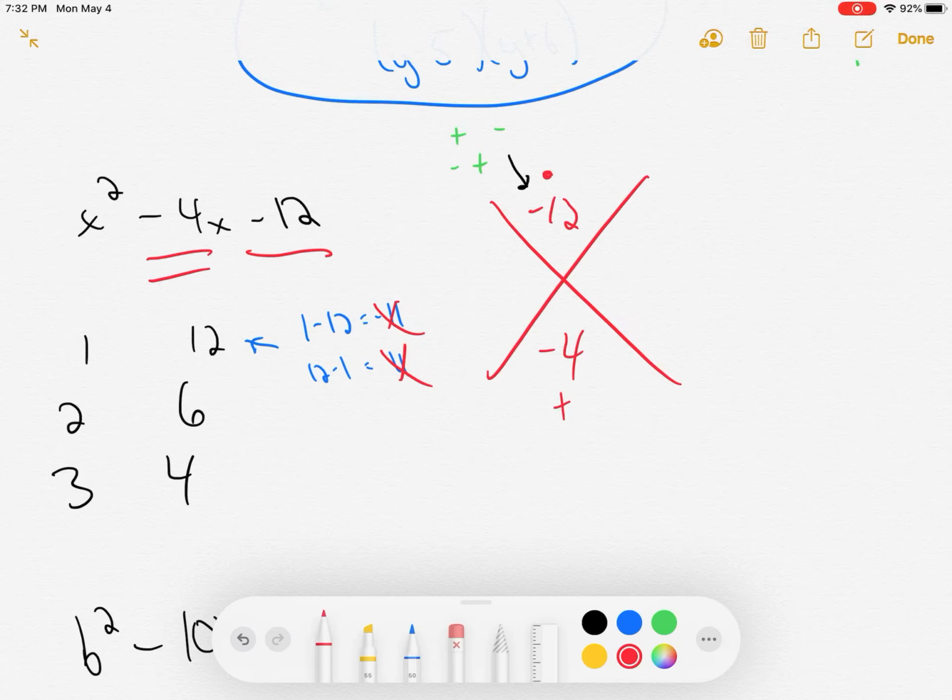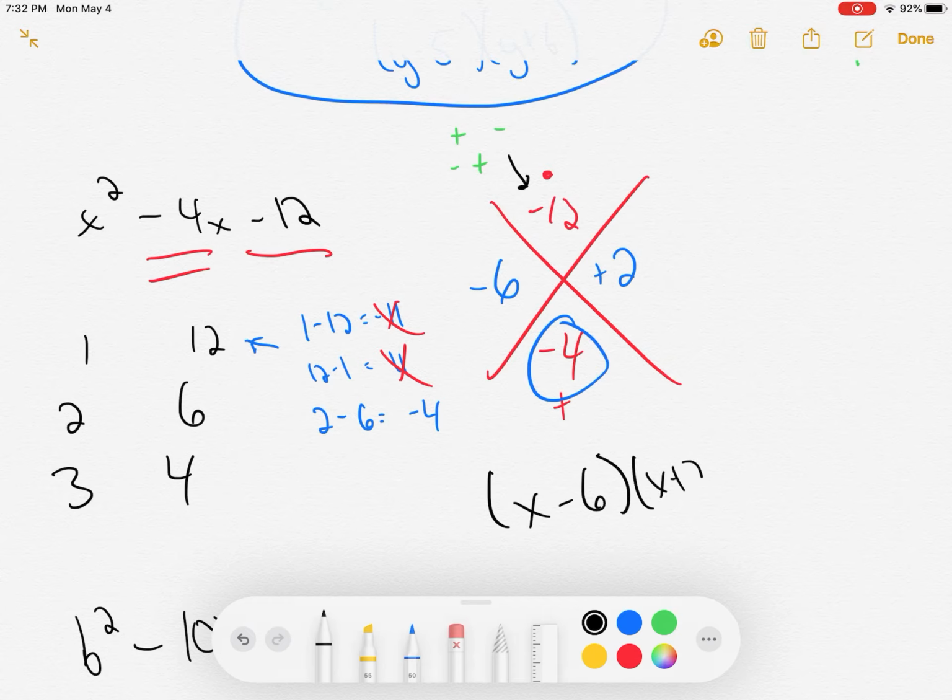That one doesn't work. Okay, let's try 2 minus 6. 2 minus 6 is -4. And hey, that's what we're trying to get. So we have 2, we have -6. And again, you can write it like this. -6 and 2, or positive 2, it doesn't matter. Just in the very end, you need x minus 6 and x plus 2.